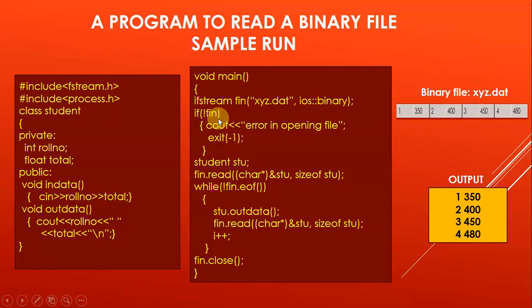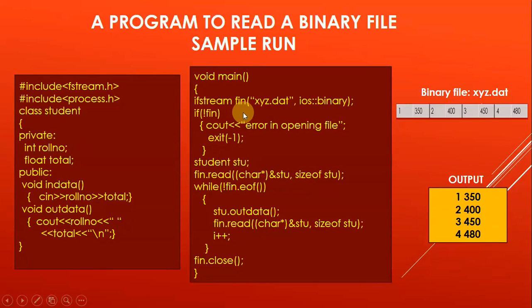Now I am checking if not fin. This condition will tell me if my file does not exist. It may happen that the file name which I have given does not exist. If it does not exist, it will display error in opening file and my program will end. I will exit from the program. Otherwise, I will create an object of class student. Then I am giving one read statement outside the loop, as I already discussed in the case of text files also. My read statement will be fin.read((char*)&stu, sizeof(stu)).